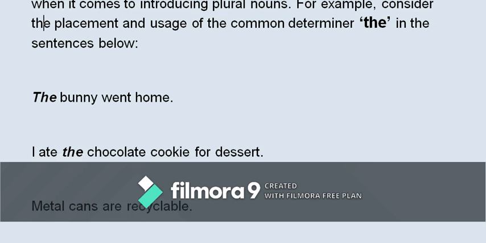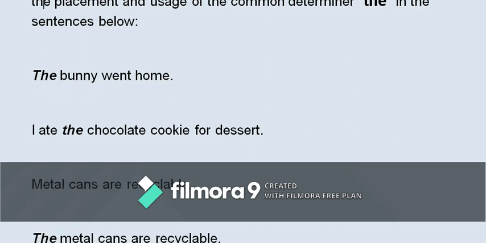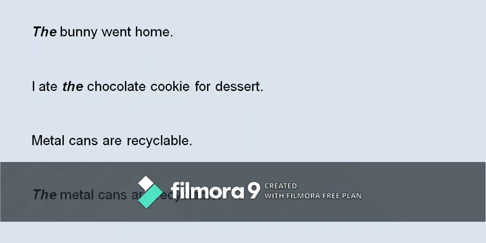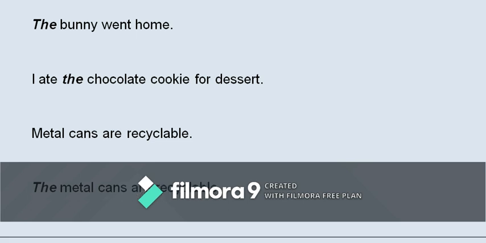Metal cans are recyclable. Over here there are no determiners used at all. Metal is the material, that is an adjective over here, and cans is in the plural form, and we have studied just now that it does not require a determiner, but when you want to make it general or specific, only then you bring in the determiner. The metal cans are recyclable. So now over here it is made specific.